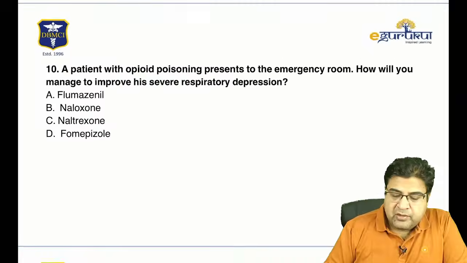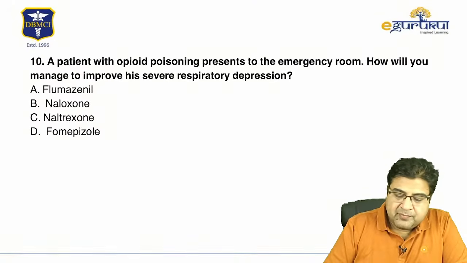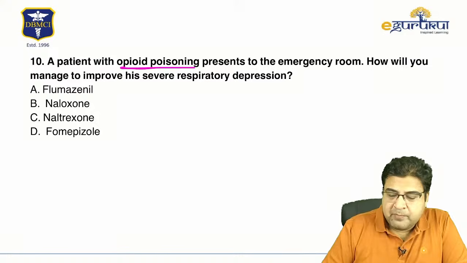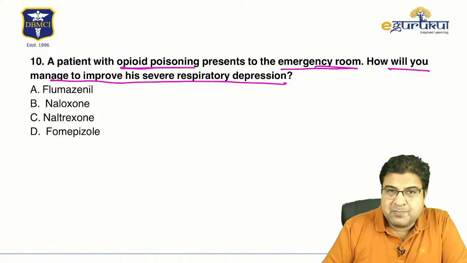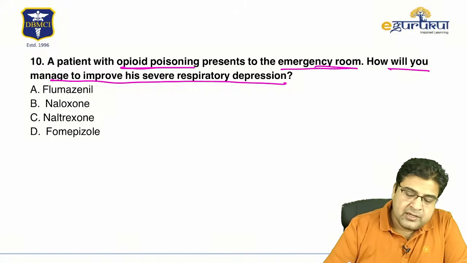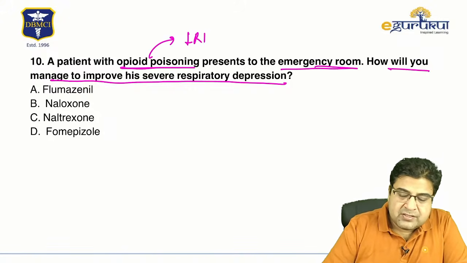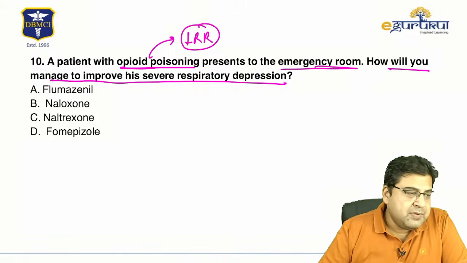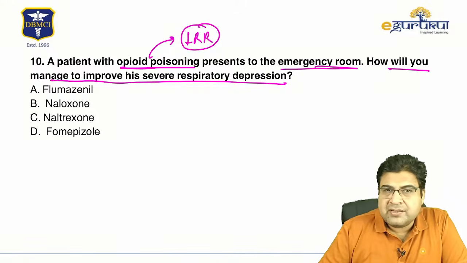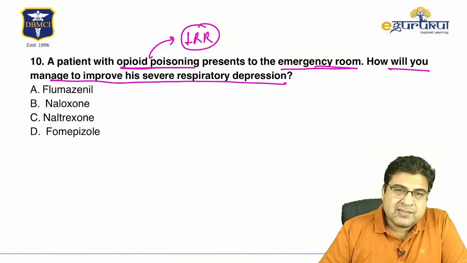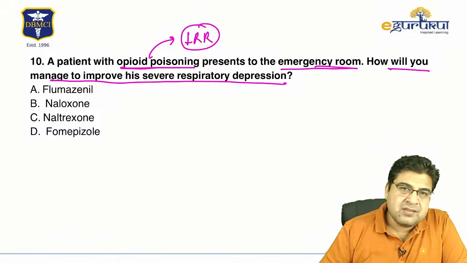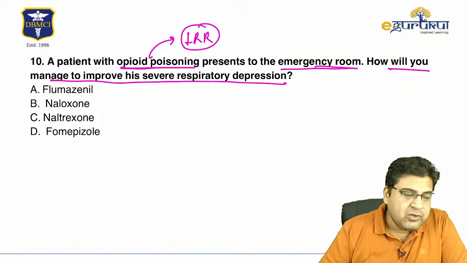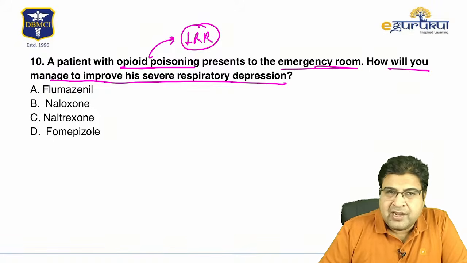Now, a patient who has developed opioid poisoning is presented to the emergency room. How will you manage to improve his respiratory depression? So guys, in opioid poisoning, the biggest risk is this only. The main reason for death is respiratory suppression. So respiratory suppression is the biggest reason for mortality. They are asking which medicine is given to stop this respiratory suppression. So we have to give the antidote, and we have to choose the best antidote out of the options.